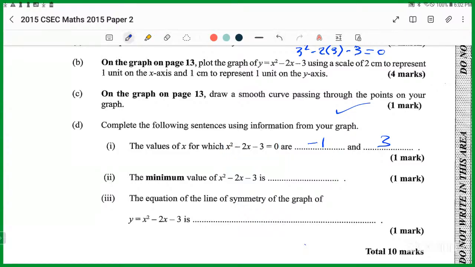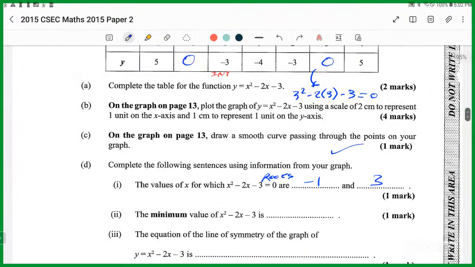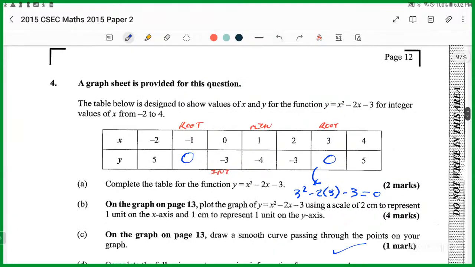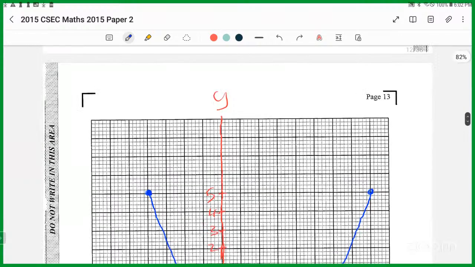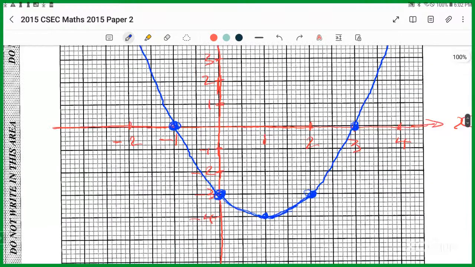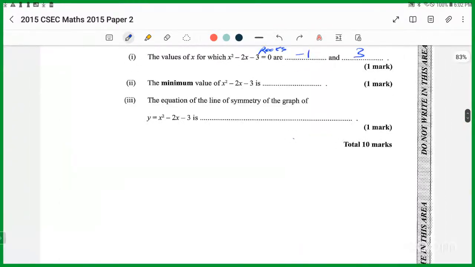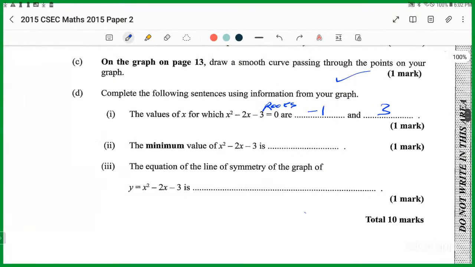Alright? Write the roots under here. Then it says the minimum value of the function. The minimum value is the lowest y value. The lowest y value in the graph is negative 4. They don't ask for the minimum point, that's for the minimum value. They ask for the minimum value, which is negative 4, the lowest y value on the graph.